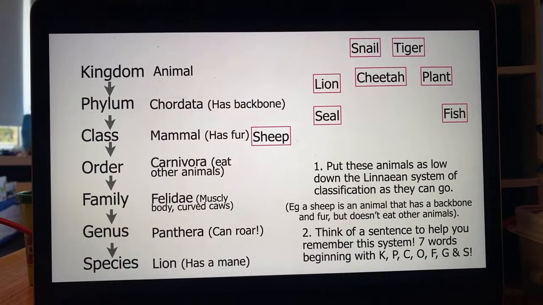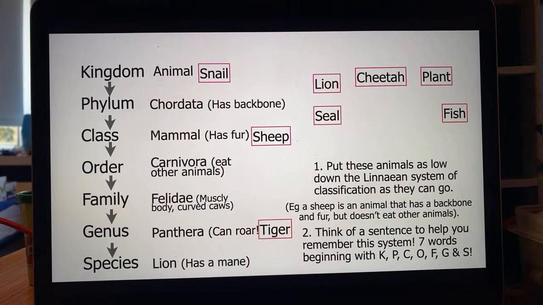How are you getting on? Shall we go through it? Have you worked out whether cheetahs can roar or not? Let's have a look. So I did this in absolutely no order, so it's going to be a surprise for me as well. Snails. Snails are animals, but snails do not have backbones, so they're not in the phylum Chordata. So putting them in the animal kingdom was as far as you could go with snail.